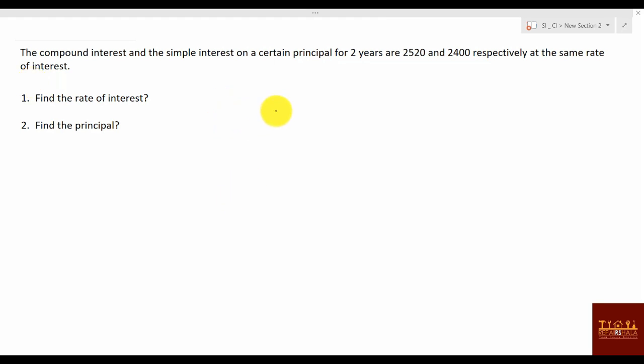Compound interest and simple interest on a certain principal for 2 years are 2520 and 2400. What you can say? CI minus SI for 2 years will be 120, right? Now, SI is for 2 years, so 1 year SI will be 1200. From that 1200 only you are getting this 120, right? Can't you find the rate of interest? What will be the rate of interest? 120 by 1200, that is 10%.